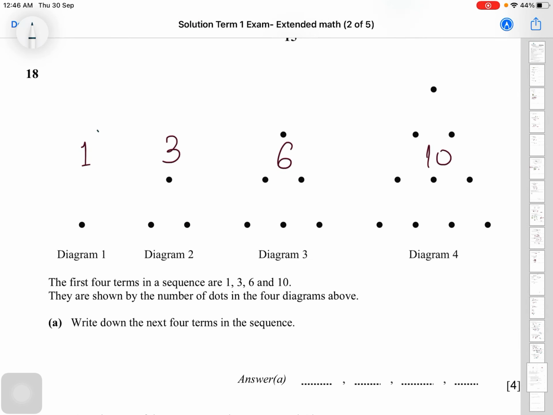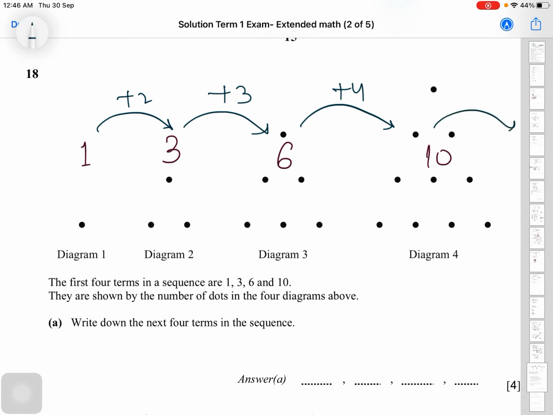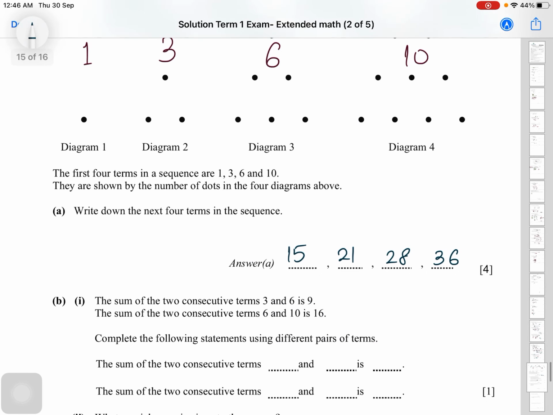Let's see. 1 plus 2 gave you 3. 3 plus 3 gave you 6. 6 plus 4 gave you this. So 10 plus 5 will be the next number. That will be 15. 15 plus 6, 21. 21 plus 7, 28. 28 plus 8, that's 36. Now what are they asking?